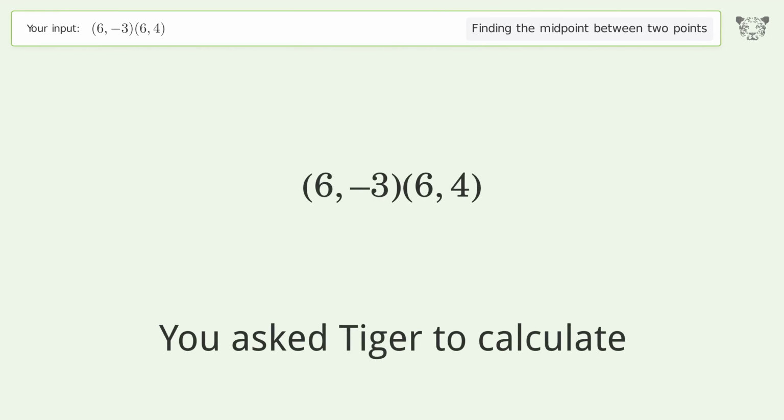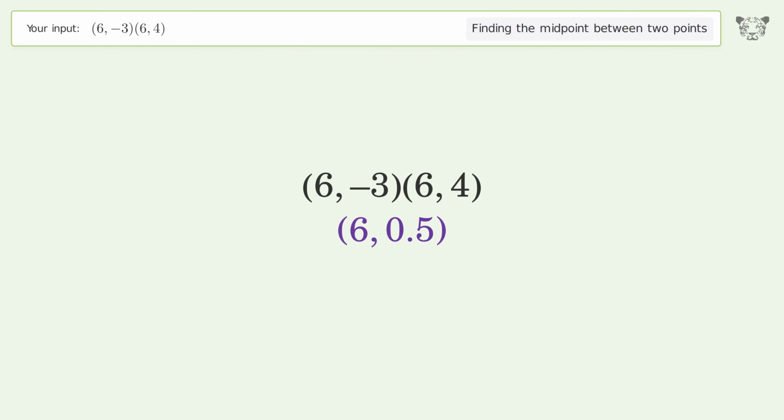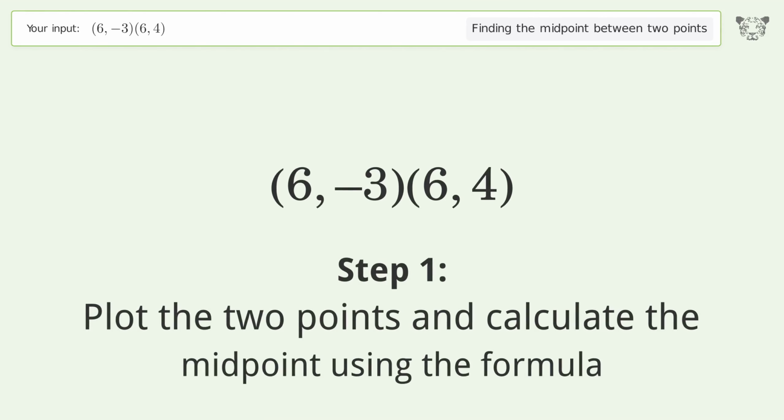You ask Tiger to calculate. This deals with finding the midpoint between 2 points. The midpoint between the 2 points is 6, 0.5. Let's solve it step by step. Plot the 2 points and calculate the midpoint using the formula.